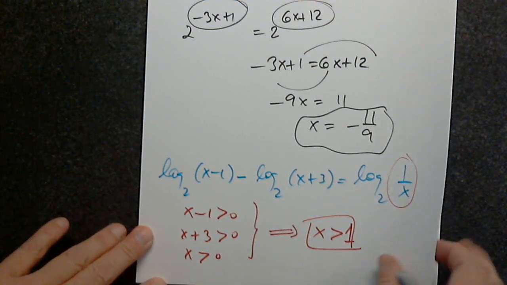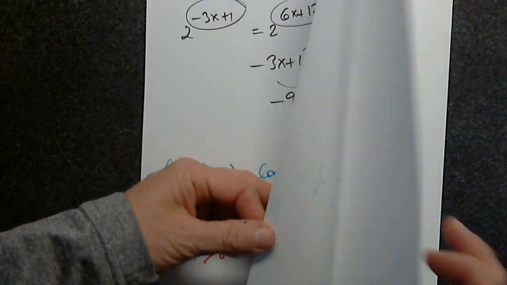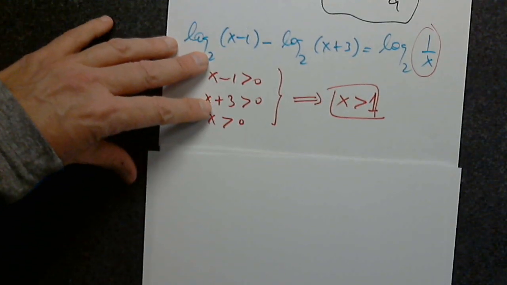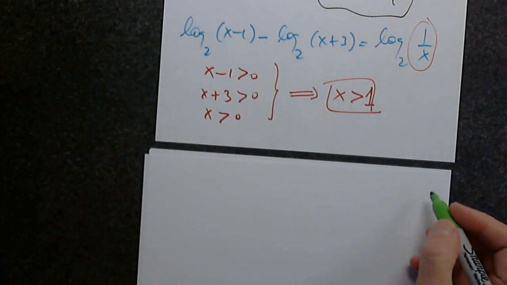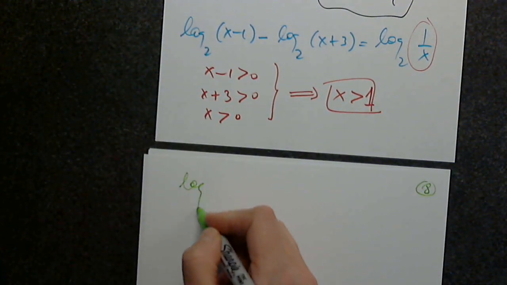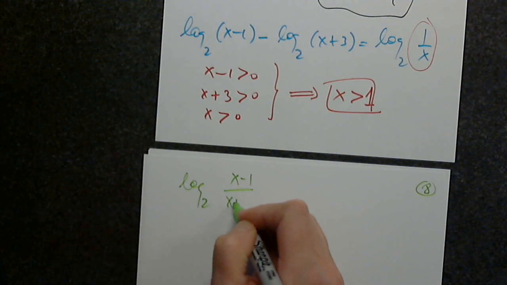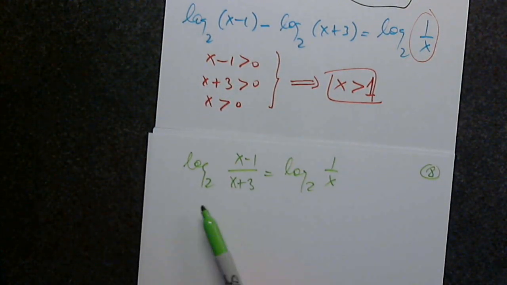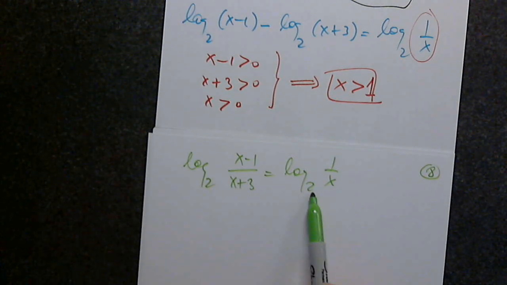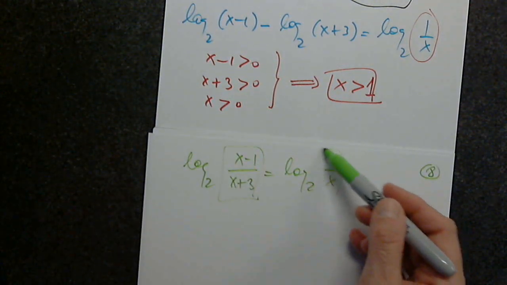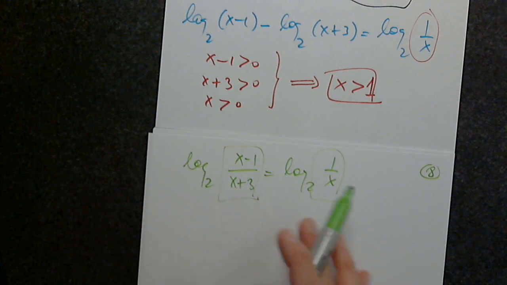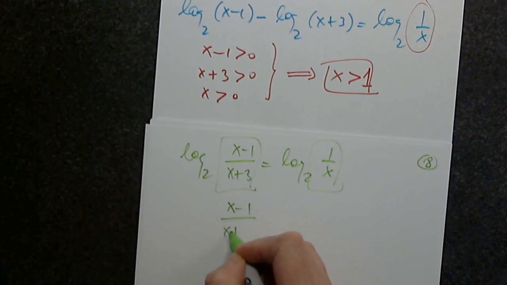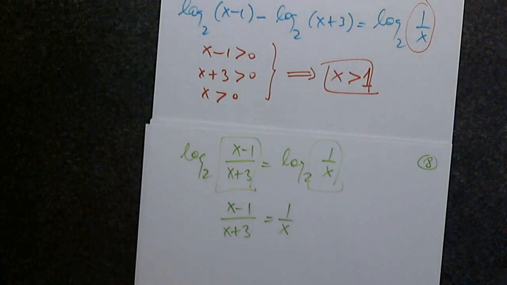So then we condense the left-hand side as x minus 1 over x plus 3, and we keep the right-hand side. Two logs are the same, and they have the same base. Therefore, this expression must equal that expression. Do not cross out anything. This is not what we're trying to do. We write that x minus 1 over x plus 3 equals 1 over x.